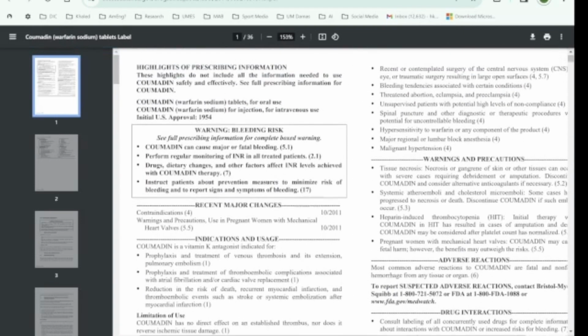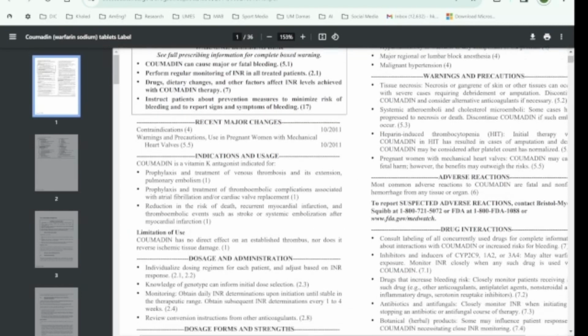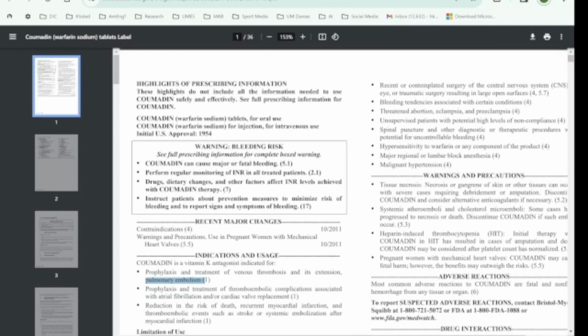If you click on this link here and open the information, let us read a little bit. You can see here warfarin, Coumadin tablet. This medication is used for prophylaxis and treatment of deep vein thrombosis and pulmonary embolism, and reduction of risk of death in myocardial infarction and thromboembolic events. So all these are considered therapeutic uses of warfarin.